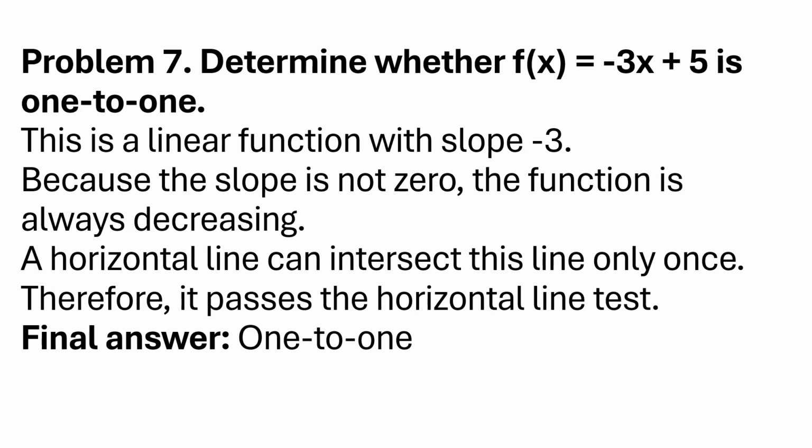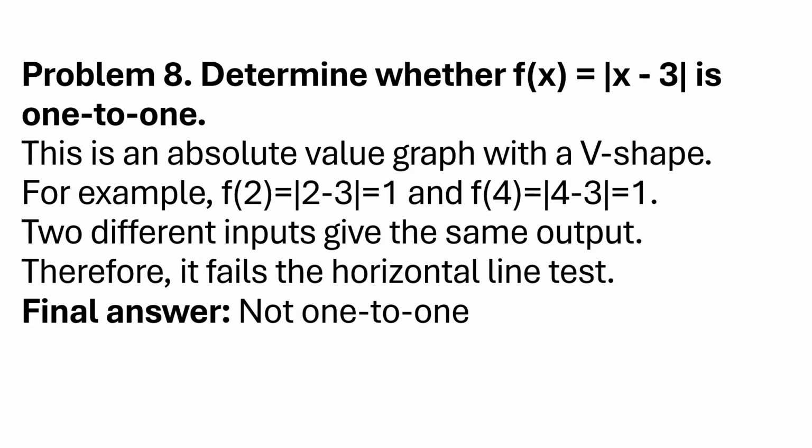To determine whether the function is one-to-one, we use the horizontal line test. Since every horizontal line intersects the graph at most once, the function is one-to-one. The function contains an absolute value expression. A horizontal line can intersect the graph in more than one location. Therefore, the function is not one-to-one.